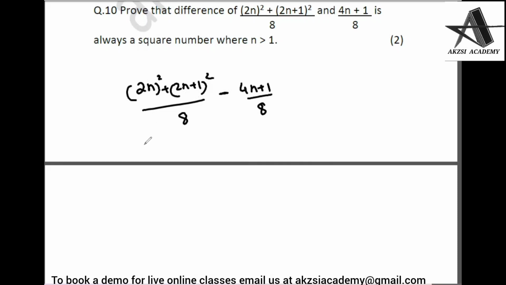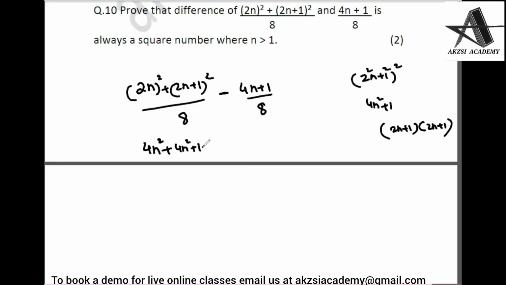So first we need to expand it. 2n plus 1 whole squared will give you 4n squared plus 4n plus 1. Don't make this kind of mistake; I would say 80% of students do this: they say 2n plus 1 whole squared is 4n squared plus 1, squaring this and squaring this. No. 2n plus 1 whole squared means 2n plus 1 times 2n plus 1. And when you expand it, you will get 4n squared plus 1 plus 4n by 8 minus 4n plus 1 by 8.